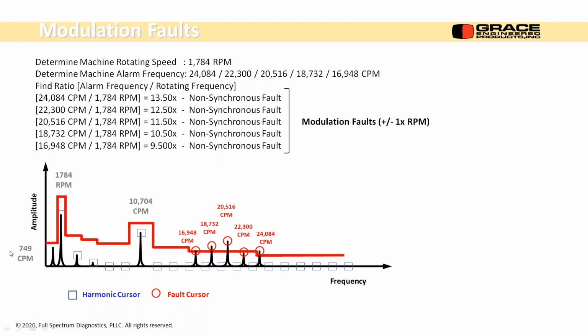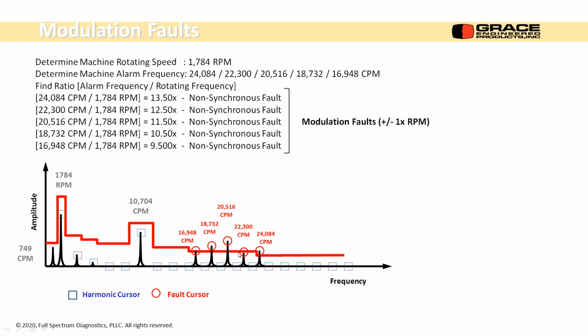I have my peaks I've been playing with all along. It's still the machine at 1784 RPM turning speed. I have my harmonic cursor. None of these line up. They're all non-synchronous. I put my cursor on 20,516 divided by running speed, and I get 11.5 times running speed. So it's non-synchronous. It's not 11 times. It's not 12 times. It's 11.5 times.